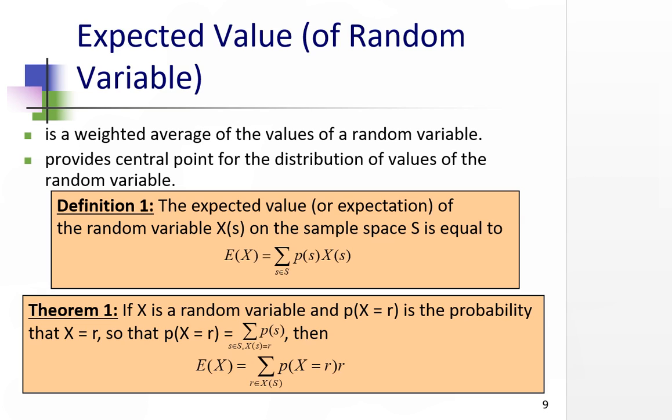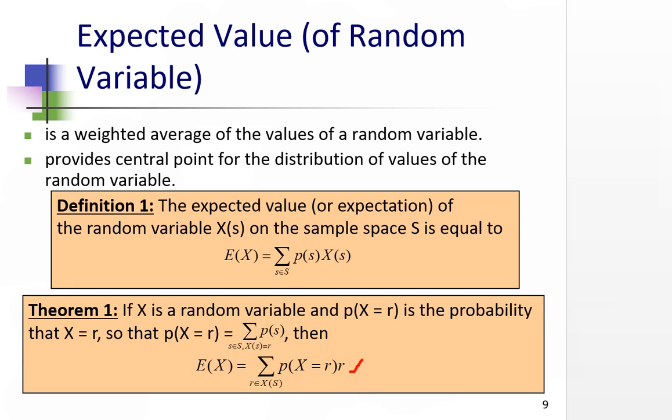Then we have some more formulas for the expected value of a random variable. The expected value is a weighted average of the values of a random variable, and provides a central point for the distribution of values of the random variable. The expected value or expectation of a random variable X on the sample space S is E(X) equal to the sum over s of p(s) times X(s). Then the theorem: if X is a random variable and p(X = r) is the probability that X is equal to r, the formula will be like this one. So it's all about formulas now.